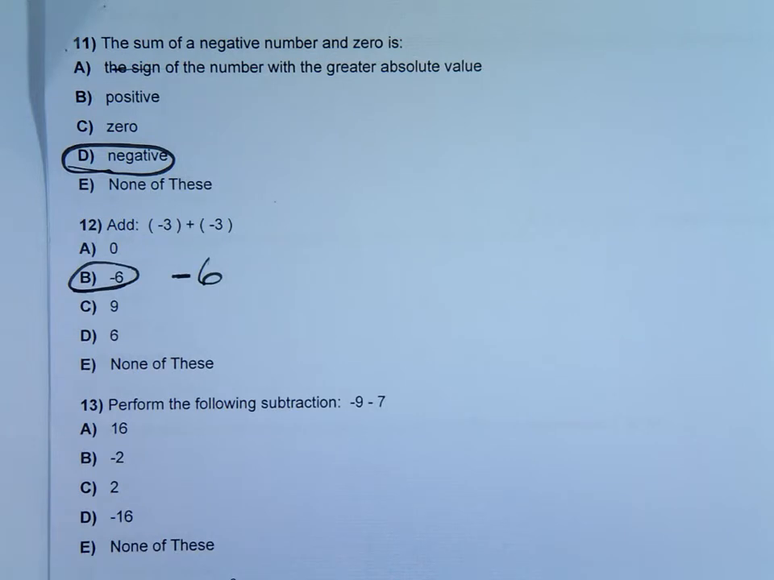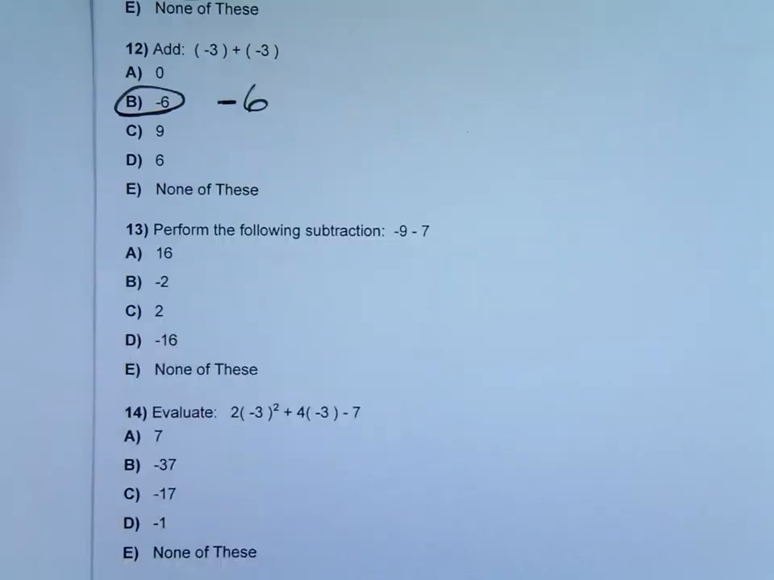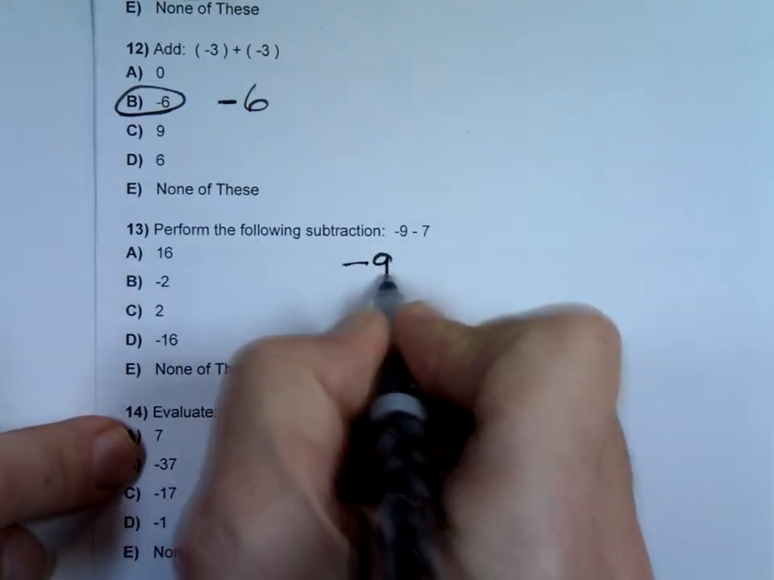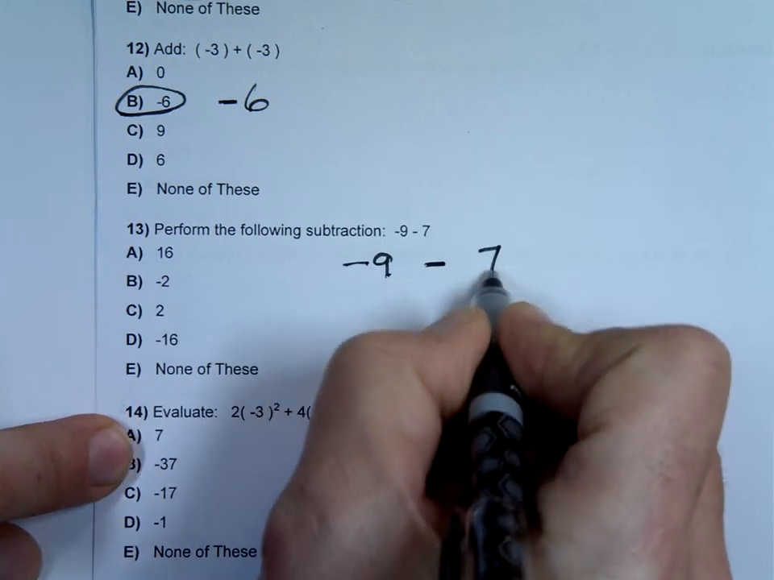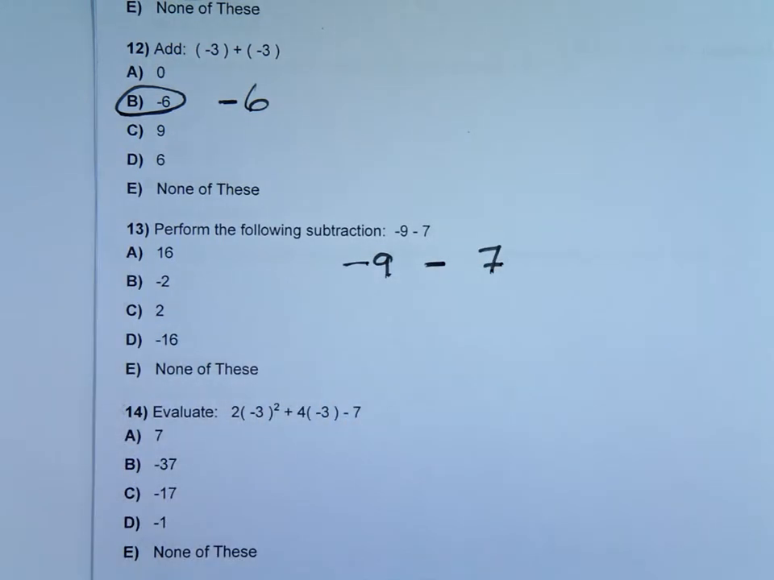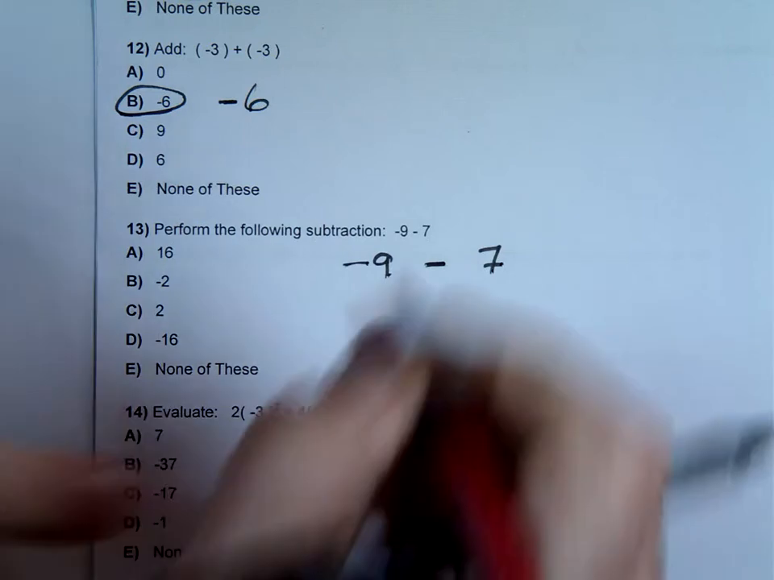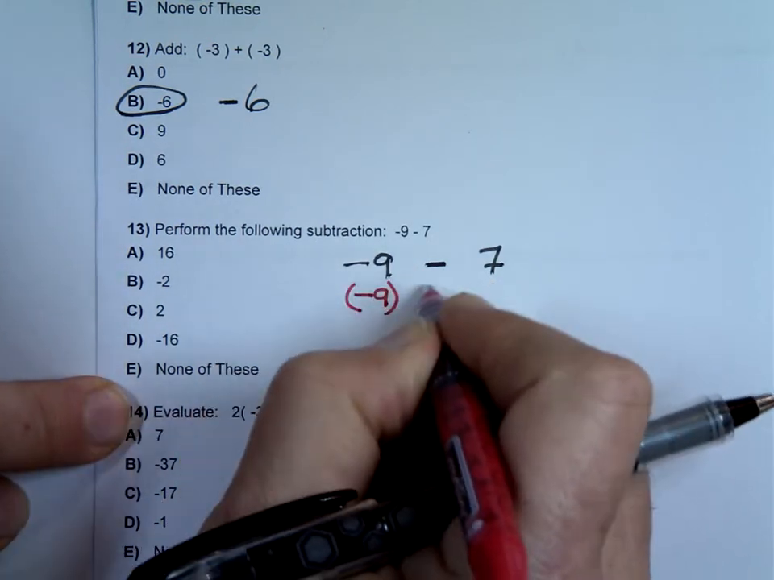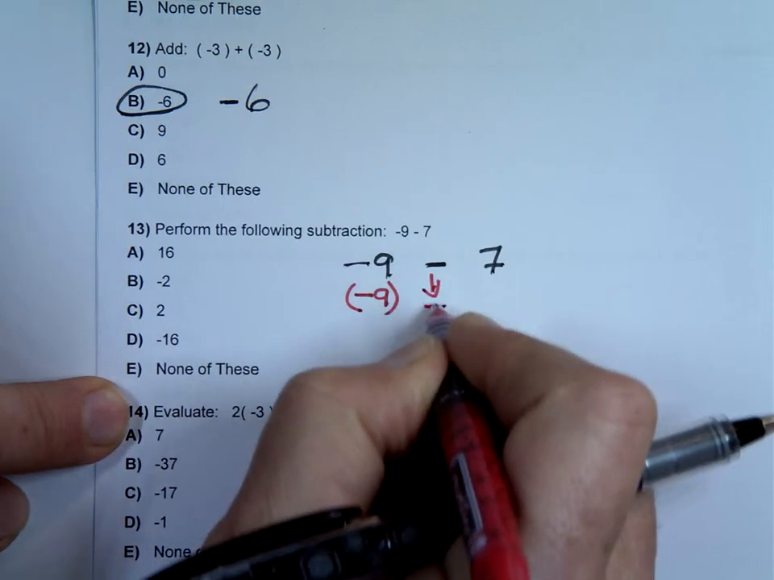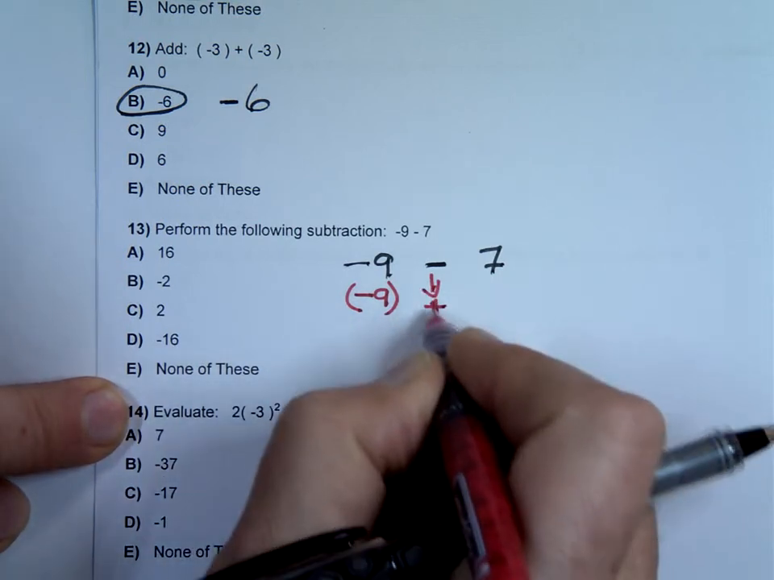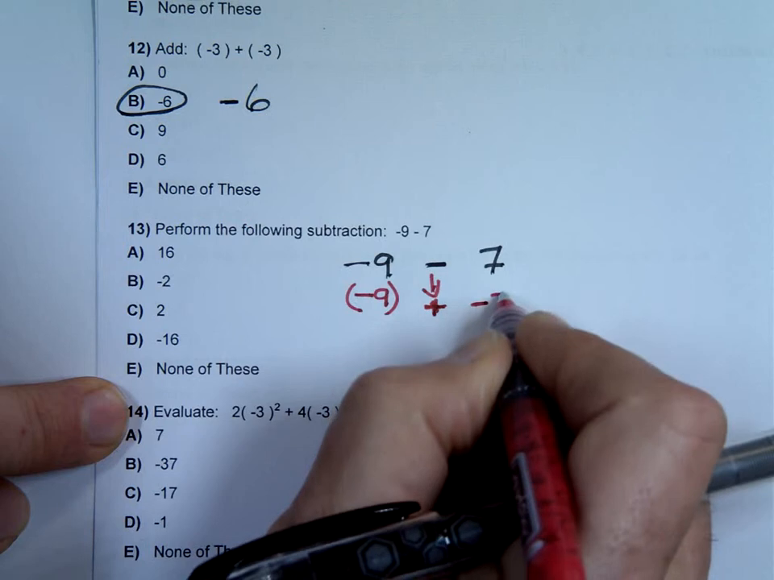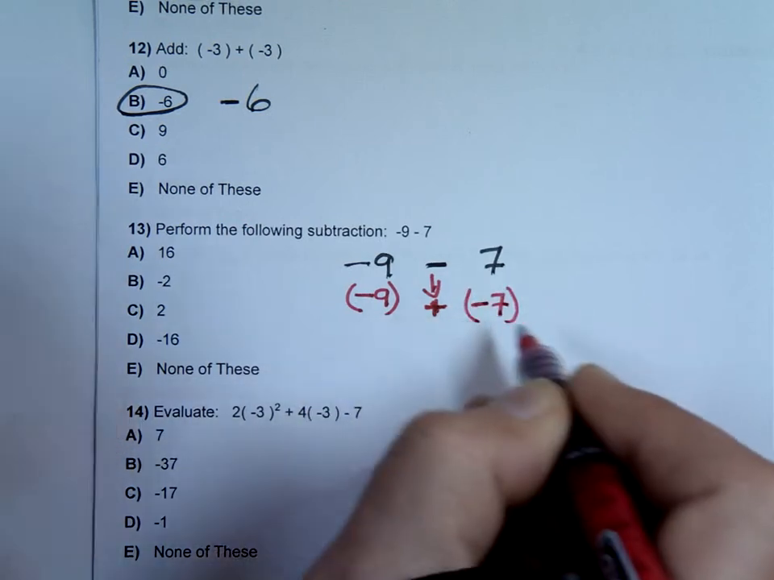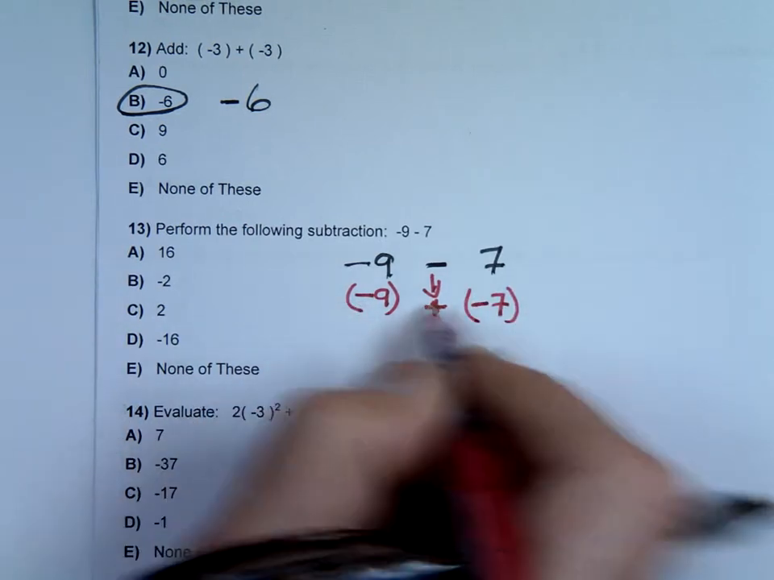The next question, negative 9 minus 7. Remember how we did the subtractions. We keep the first number, negative 9. We change that to what? Addition. And we change the sign of that number, negative 7. Keep, change, change.